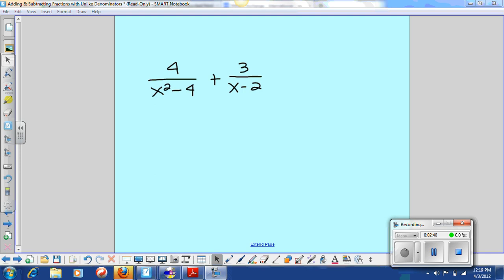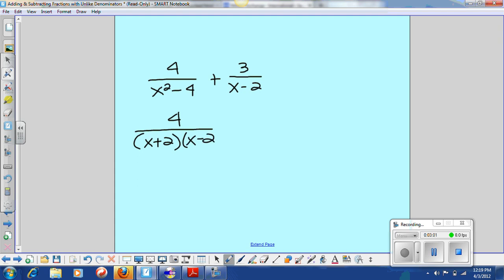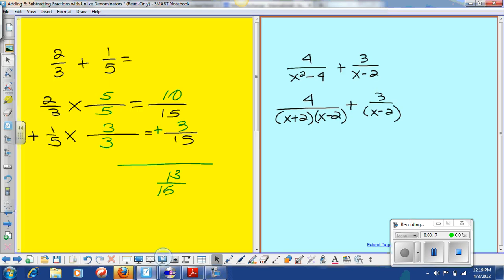So let's take our first one now. So we've got 4 over x squared minus 4. You guys should remember that's a difference of squares. So that is x plus 2 times x minus 2. Plus, I've got 3 over x minus 2. An easy way to do this is to think about, find your greatest common factor, and then it becomes your GCF times all the rest.